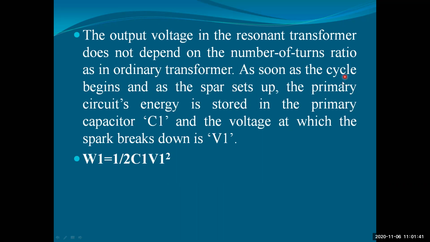As soon as the cycle begins, as per the setup, energy is stored in the primary circuit capacitor C1, and the voltage at which the spark breakdown occurs is V1. The primary capacitor stores the energy, so W1 is equal to half C1 V1 square, the energy across the capacitor.